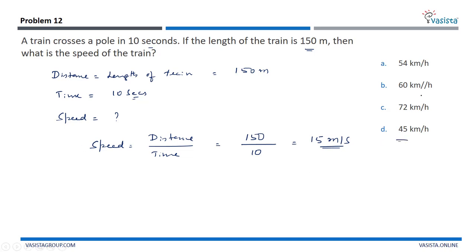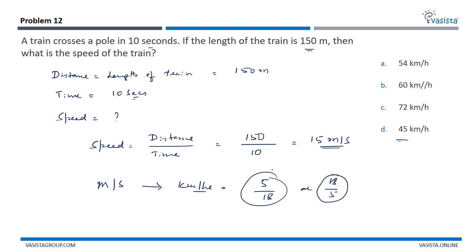The option they have given in terms of kilometer per hour, we need to convert into kilometer per hour. So when you are going to convert meter per second to kilometer per hour, what we need to do? You need to multiply and go with this or this. So you should go with this. This is kilometer to meter. This is meter per second to kilometer per hour.